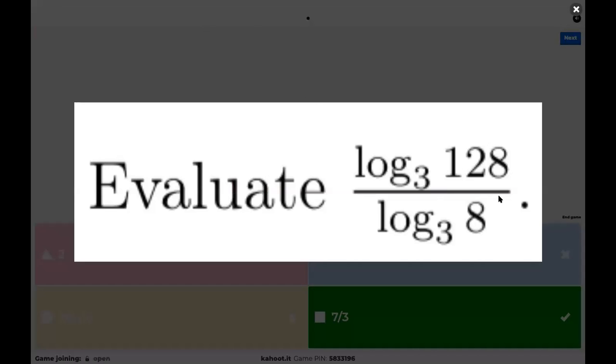Right, you should use the change of base formula. So whenever you have two logarithms in a fraction and they have the same base, you can use the change of base formula. Yeah, that one gives log base 8 of 128, which is 7/3.